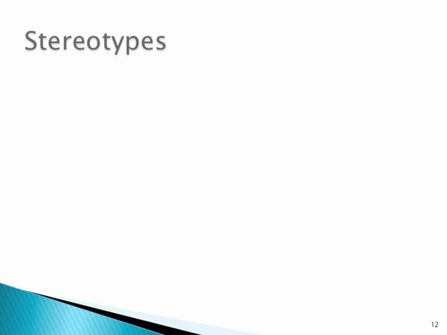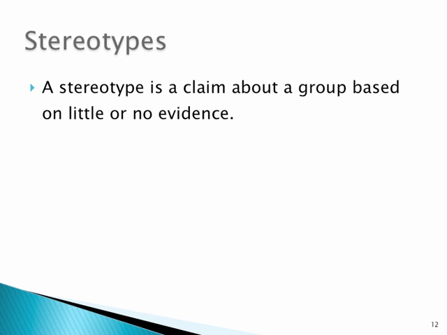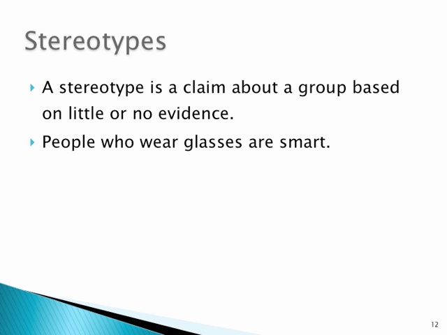Stereotypes count as a rhetorical device, and this is one that you've certainly heard of. Here's our definition: it is a claim about a group that's based on little or no evidence. So here are some stereotypes. People who wear glasses are smart. There might not be lots of evidence to back that up, but yet a lot of people believe it. There are stereotypes about people in the South, that there's a lot of racism there.